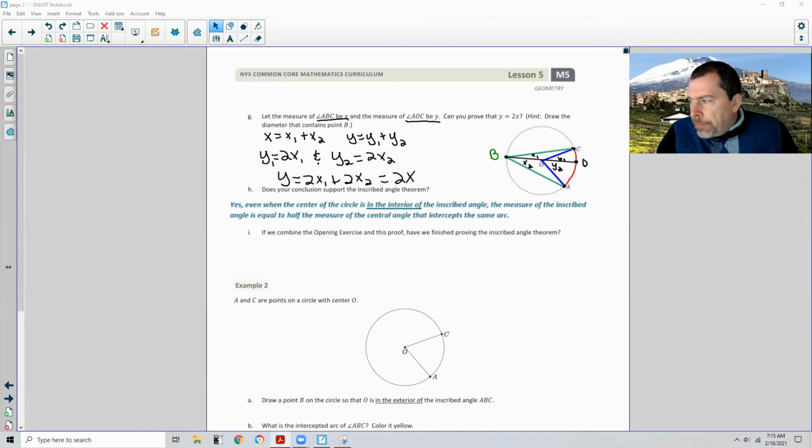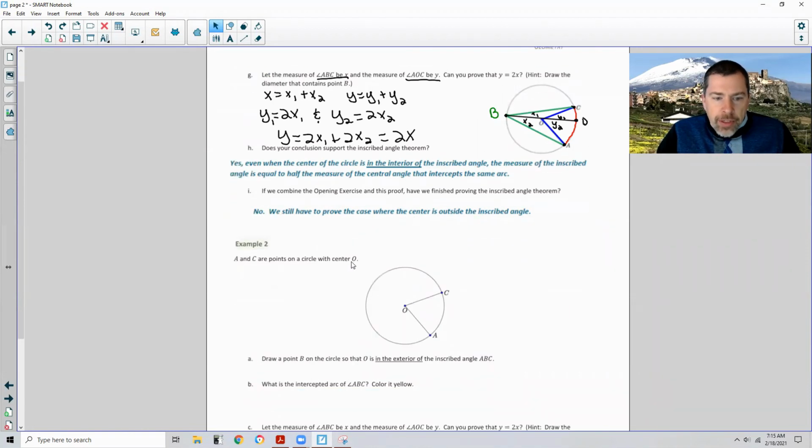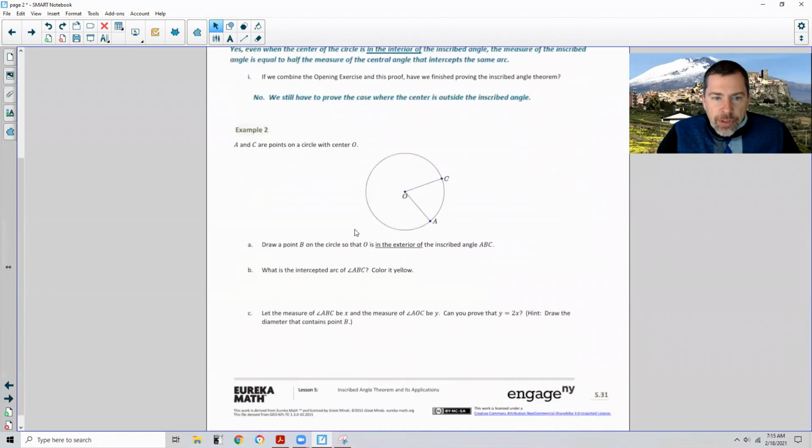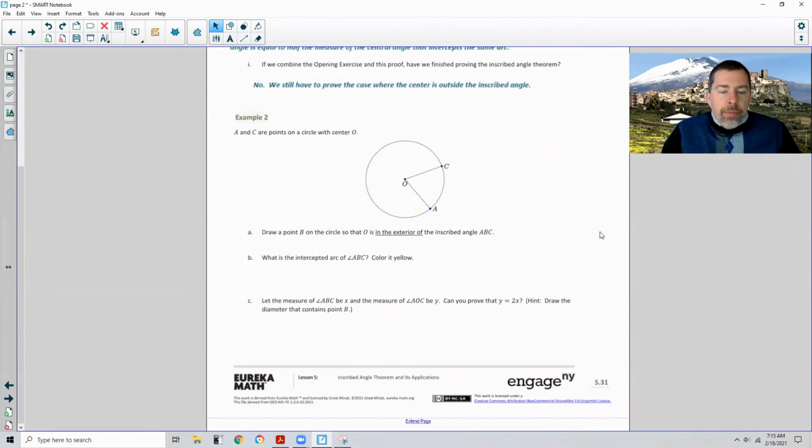Not quite. We have not addressed the fact that the center could be outside the inscribed angle. And so guess what example 2 is going to do? All right, so A and C are points on the circle with center O. Draw a point B on the circle so that it is in the exterior of the inscribed angle ABC. O is in the exterior.